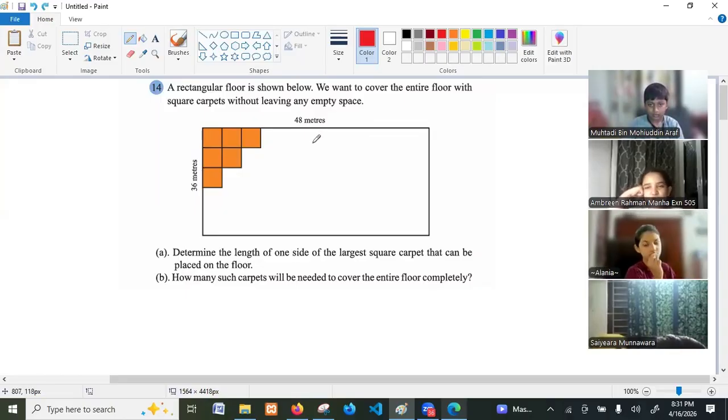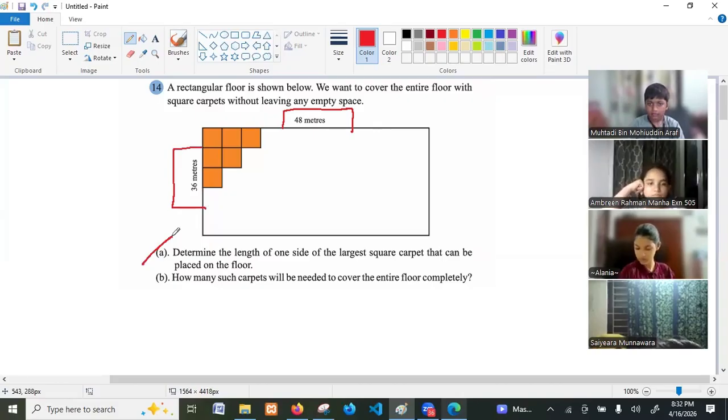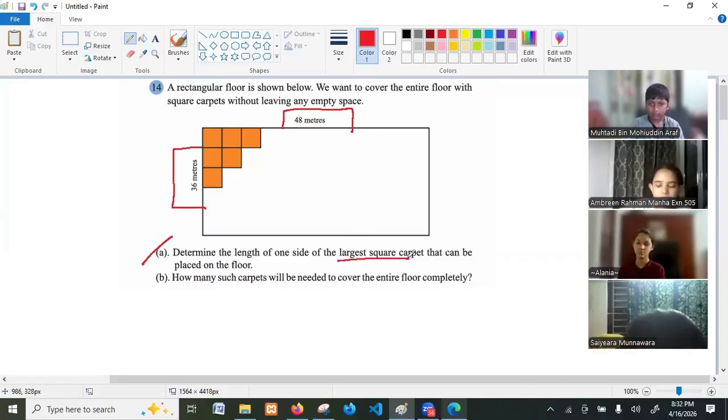So what are the numbers we have? In the story there are no numbers given, but in the diagram it's given, right? The length of the floor is 48 meters. And the width of the floor is 36 meters. Okay, so these are the two numbers that we have. Let's read the first one. A. Determine the length of one side of the largest square carpet that can be placed on the floor.